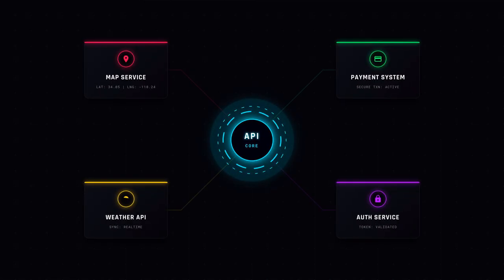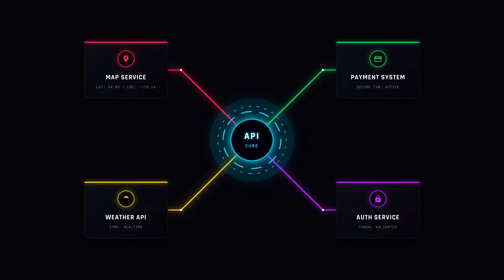APIs power many of the digital services we use every day. When you log in using Google, you're using an authentication API. When an app processes payments, it might use a payment API like Stripe. APIs allow developers to reuse powerful services without building everything from scratch.